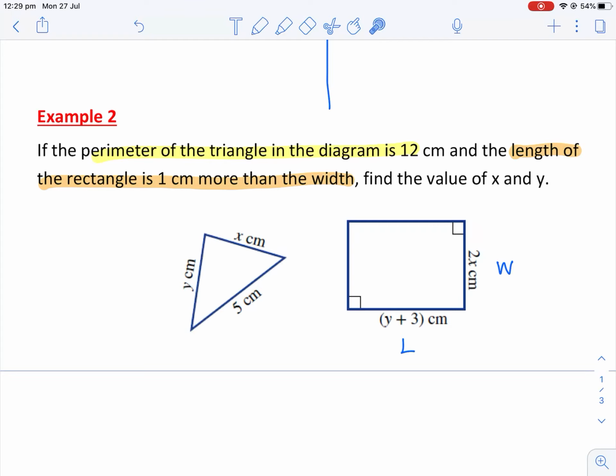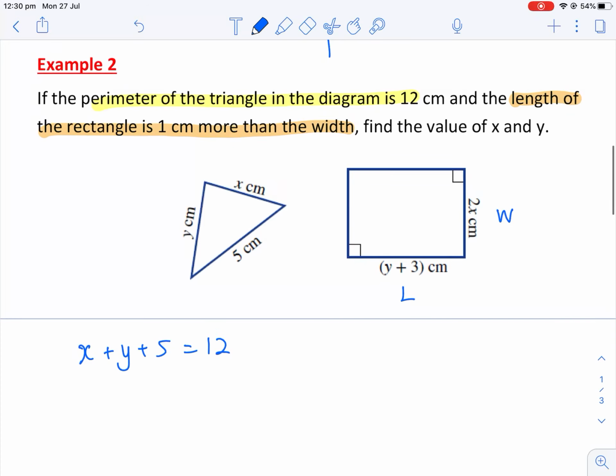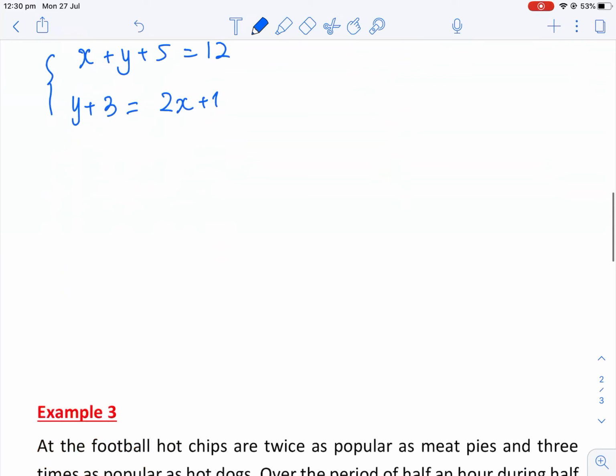The first equation I have is here. The perimeter of the triangle in the diagram is 12. And the perimeter is the total of the lines, the boundary of the shape. So the first equation is x plus y plus 5 equals 12. And the second equation is from here. The length of the rectangle is 1 centimeter more than the width. So it means y plus 3, which is the length, equals the width, which is 2x plus 1. And I'm going to solve these simultaneous equations to find the answer.